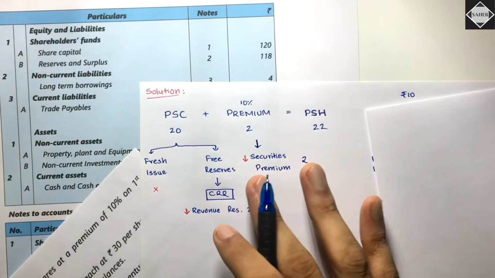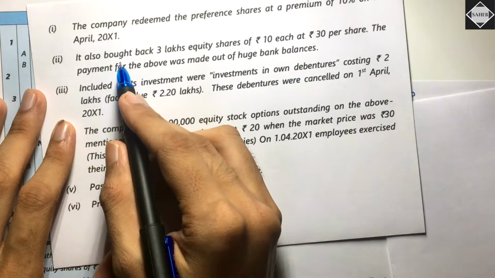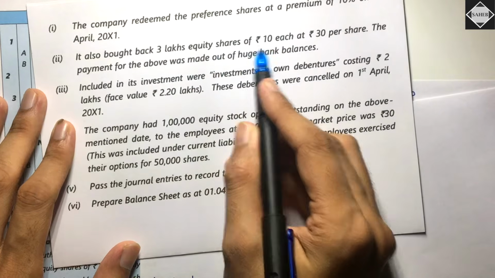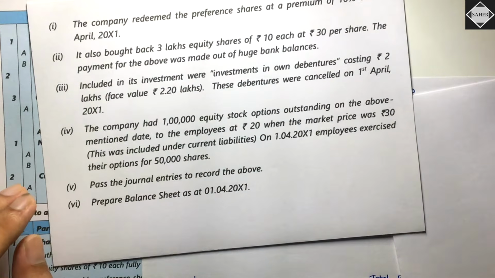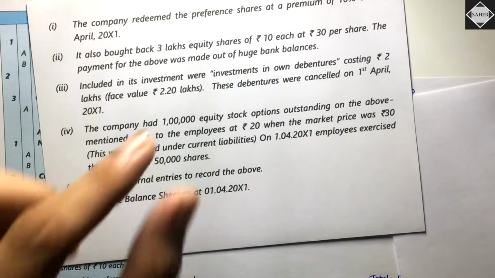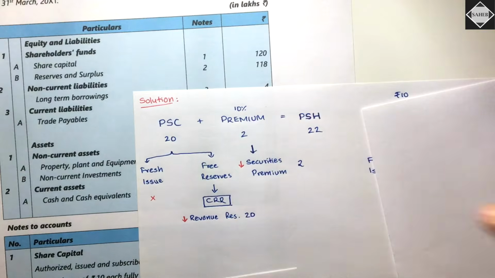Next point is of equity share buyback. It also bought back 3 lakh equity shares of rupees 10 each at rupees 30 per share. The payment for the above was made out of bank balance. Now let's do the equation of this. Once we do the equation, then easily we can pass the journal entries. Passing the journal entries is nothing.